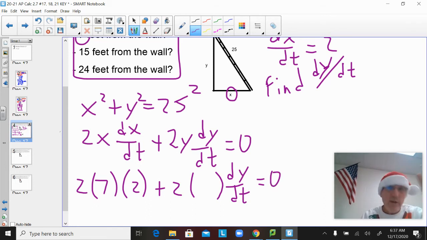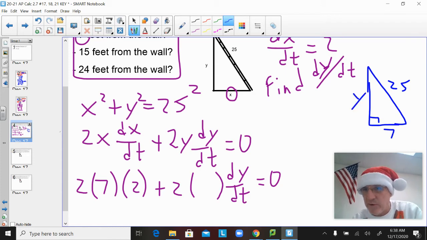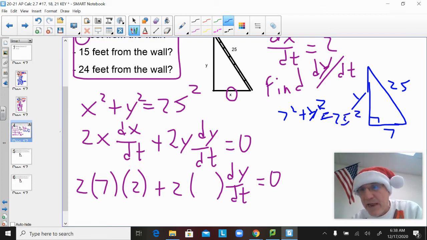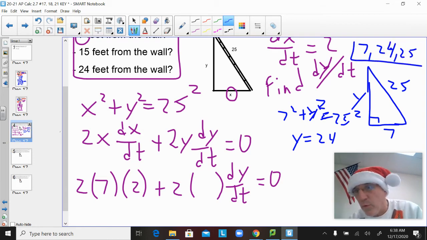I don't have a y value. So we saw one of these yesterday. At the moment when x is 7, the hypotenuse is 25 because it's always 25. When x happens to be 7, the question is, what does y equal? So we need 7 squared plus y squared equals 25 squared. That turns out to be a Pythagorean triple. y turns out to be 24. You maybe should recognize 7, 24, 25 as a Pythagorean triple. Might be worth recognizing. So that turns out to be 24.